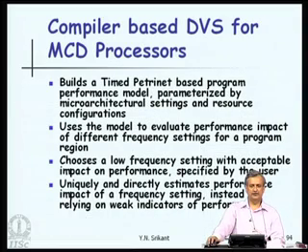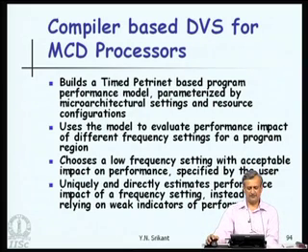How does one use the compiler technique for doing DVS on such processors? Basically, the technique builds a timed PetriNet based program performance model, and this PetriNet model is parameterized by microarchitectural settings and resource configurations. I cannot provide a tutorial on PetriNet for lack of time, but it suffices to say that a PetriNet can model concurrency, it can model non-determinism and so on. And this model is used to evaluate the performance impact of various frequency settings for a program region.